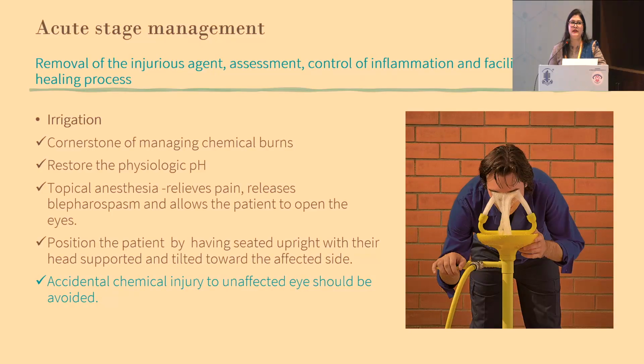irrigation. You need to do irrigation for 30 minutes with 500 ml of balanced salt solution or any sterile neutral agent. Put in a topical anesthetic drug, and while you are doing the irrigation, make sure the other eye is not getting an accidental chemical injury from the water flowing into that eye.